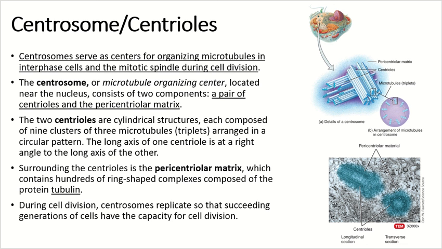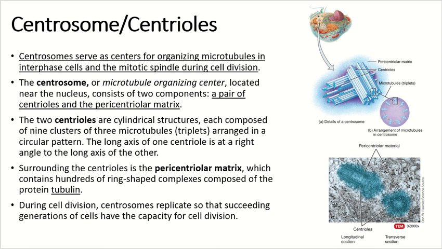These two centrioles are going to be cylindrical structures that are each composed of 9 clusters of 3 microtubules. These are called triplets, and these are going to be arranged in a circular pattern, where the long axis of one centriole is going to be at a right angle to the long axis of another. So here we can kind of see how they're laid out.